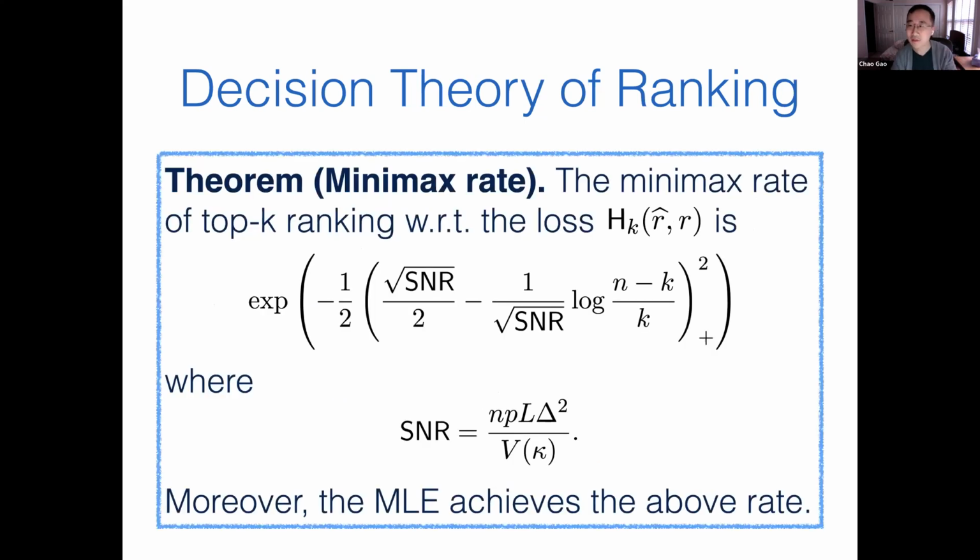Okay, so here's our minimax rate of the problem. The minimax rate of ranking with respect to the Hamming loss, this is partial recovery, is this exponential rate. And we can explicitly calculate the error exponent. The signal to noise ratio of the problem is determined by NPL delta squared over the variance function. And MLE is able to achieve the minimax rate. So MLE is not only optimal in exact recovery, but also optimal in partial recovery.